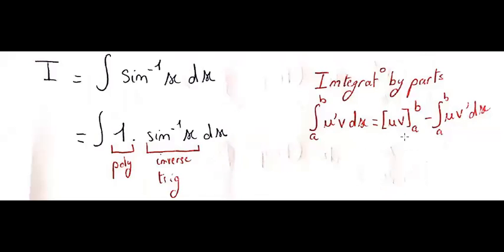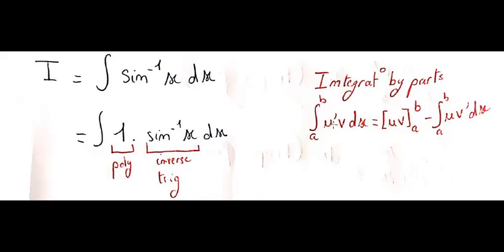The rule of integration by parts that I'm going to use is the integral from a to b of u prime v dx is equal to uv between a and b minus the integral from a to b of u v prime dx. Now, one of the functions is going to be u prime. So we are going to choose one of these two to be u prime, and the other is going to be v. As I explained in other videos, always the inverse trigonometric function is going to be v.